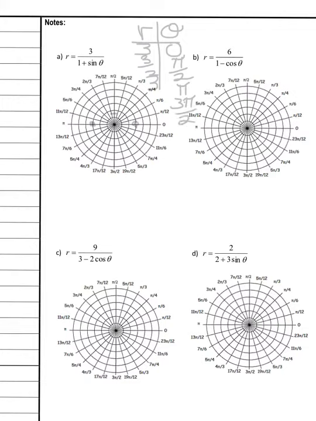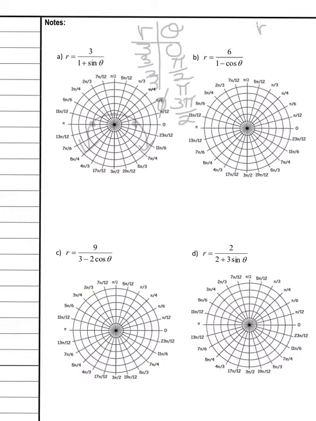That is negative 1. So 1 plus negative 1 is 0. I get 0 in the denominator, so I don't have a point for that. Now I'm going to sketch my parabola. Looks like that. And it should have an axis of symmetry at theta equals pi over 2. Okay, next problem.